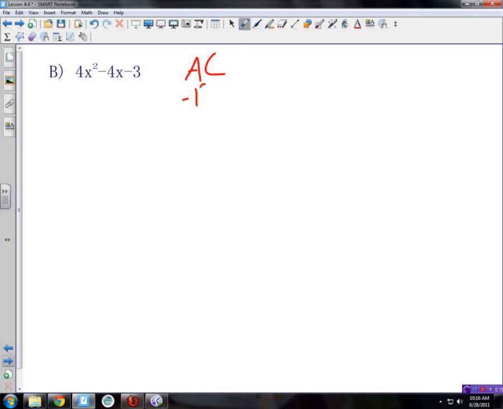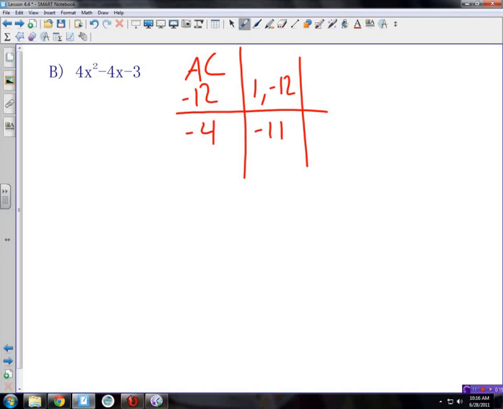Remember, now the next step is to rewrite this: 4x squared minus, or I guess plus 2x minus 6x minus 3. Then we need to group and figure out our GCF. So I'm going to group. There we go. What's in common in the first part is 2x, which is going to leave us with 2x plus 1. And this second part here, what do they have in common? Well, it looks like they have a negative 3 in common.